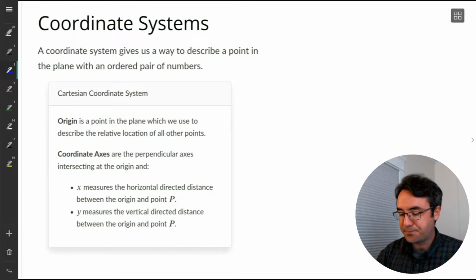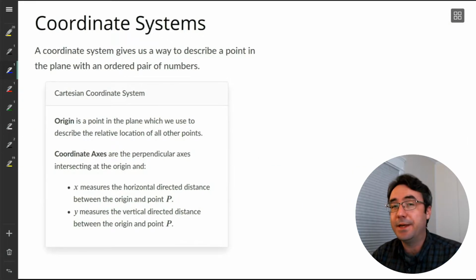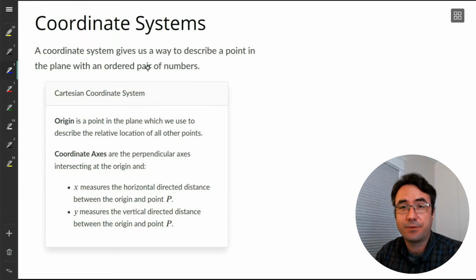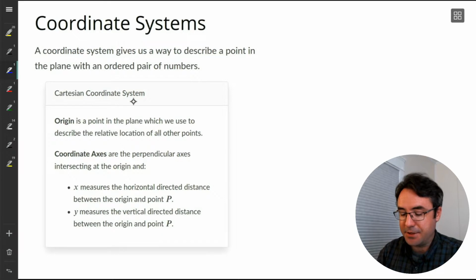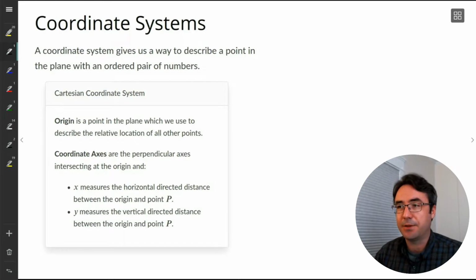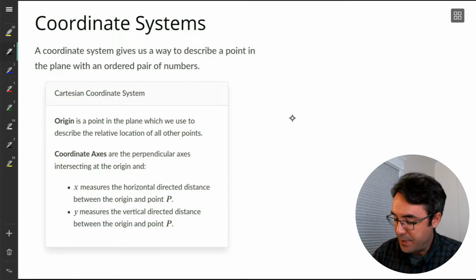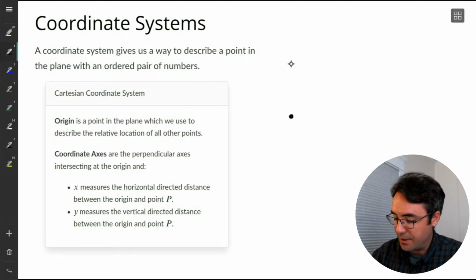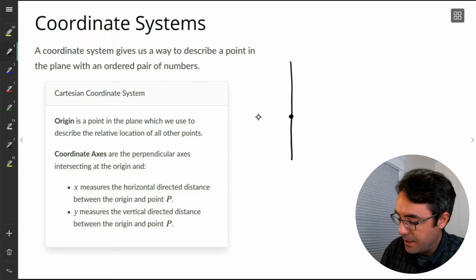All right. So first of all, what is a coordinate system? Well, it's a way to describe a point in the plane using an ordered pair of numbers. So probably what we're most comfortable with is the Cartesian coordinate system. So this is the normal x and y axes that we draw. So normally when we talk about the plane, we pick a point, which is the origin, and then at that point we draw in our y-axis, which is vertical, and then our x-axis, which is horizontal.